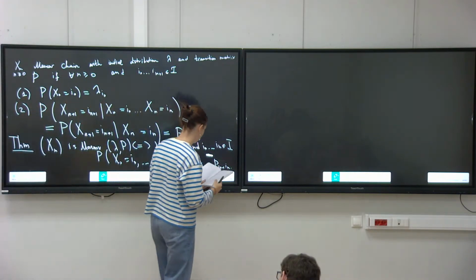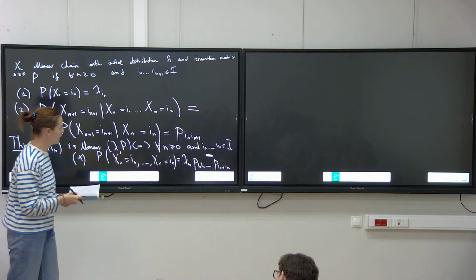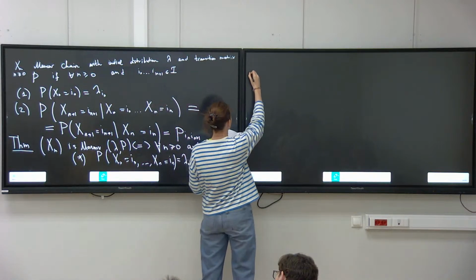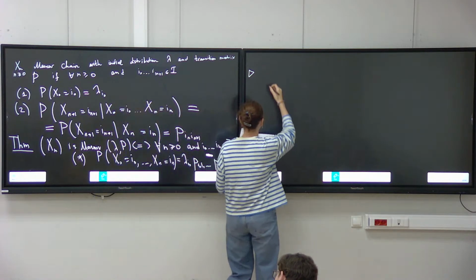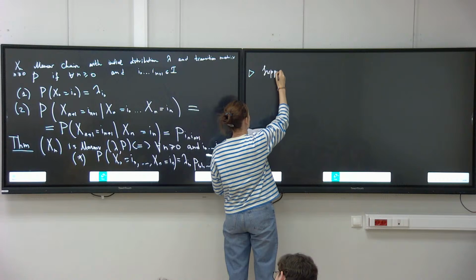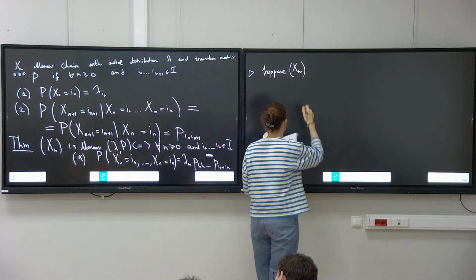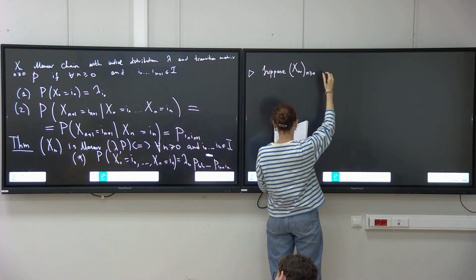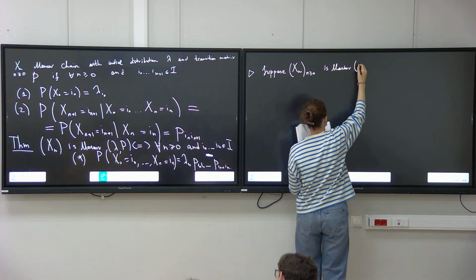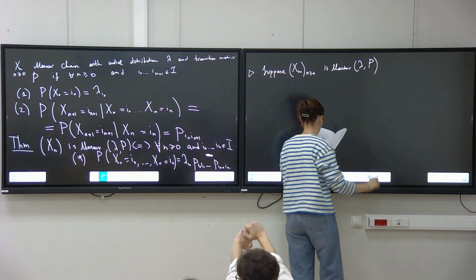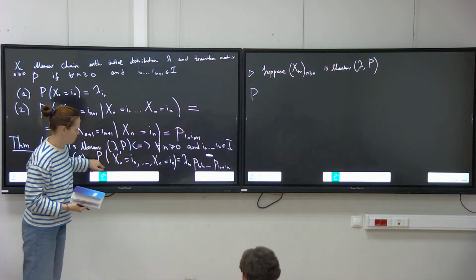Okay, let us prove it. So I will mark this formula with a star in order to avoid rewriting it every time. So first, assume that we deal with the Markov chain. So suppose xn is Markov with this initial distribution and with this transition matrix. Then let's try to compute the probability we wrote here.